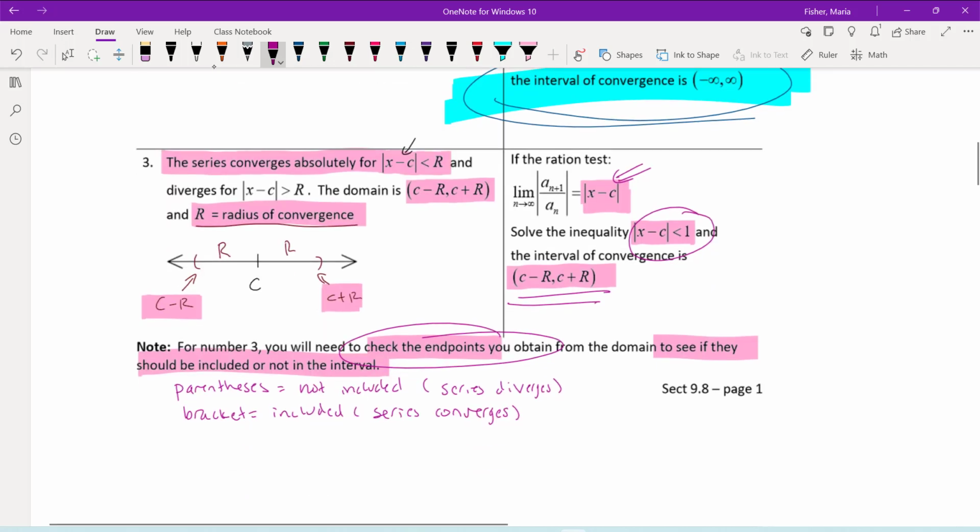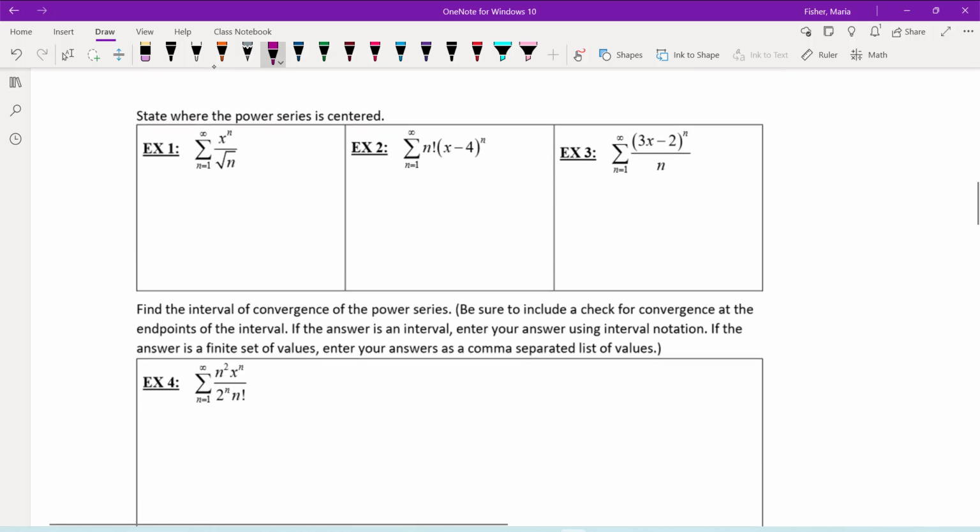Now before we start looking at problems where we find the interval of convergence, let's just make sure we understand how to find the center of a power series. Recall that we said in general a power series was the sum from n equals 0 to infinity of a sub n times x minus c to the n, and here is where you are going to be centered at x equals c.